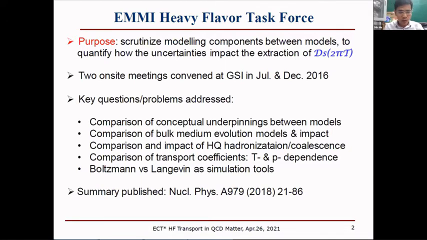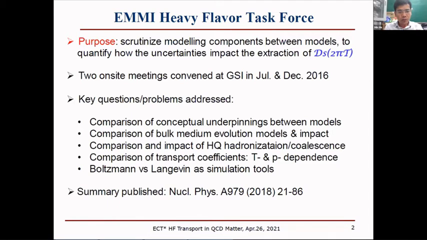During these 2 meetings, key questions or problems were addressed, including comparisons of conceptual opinions between different models, and comparisons of bulk medium evolution models and their impact, comparison and the impact of heavy quark hadronization, in particular coalescence, which actually represents, in my opinion, the biggest uncertainty from a theoretical point of view. And also the comparison of transport coefficients, including their temperature and momentum dependence. And finally, the comparison between full Boltzmann simulation and the Langevin simulation of heavy quark diffusion in quark-gluon plasma.